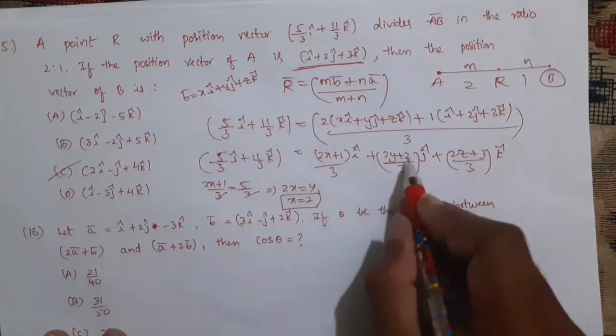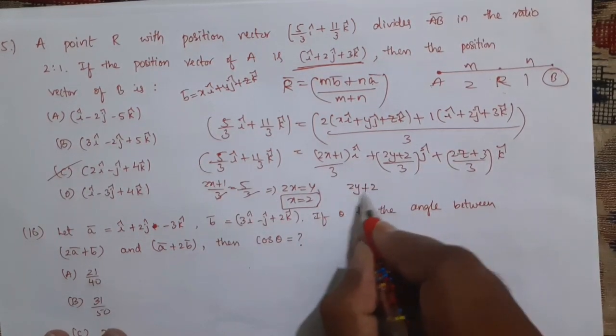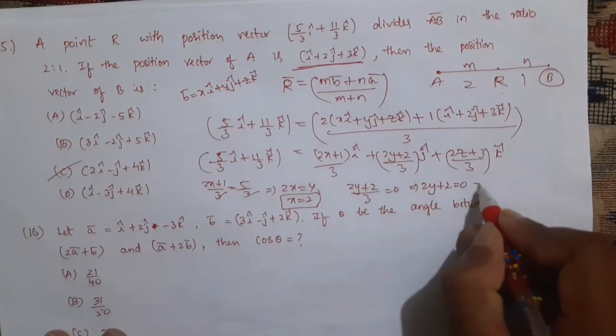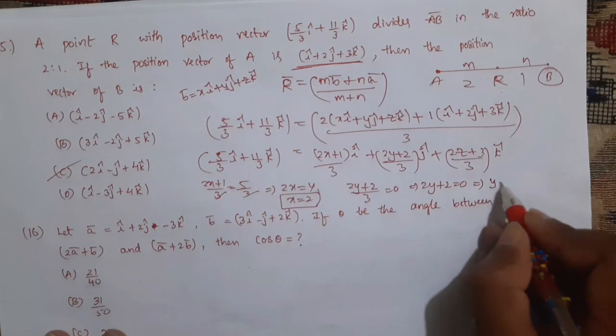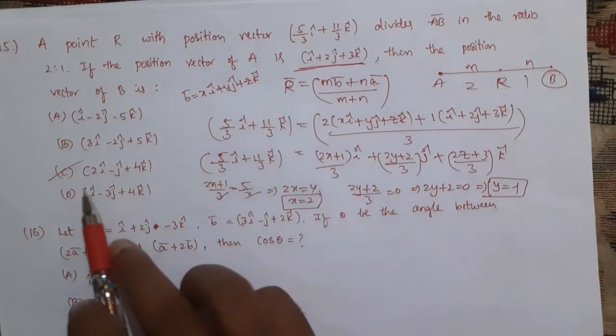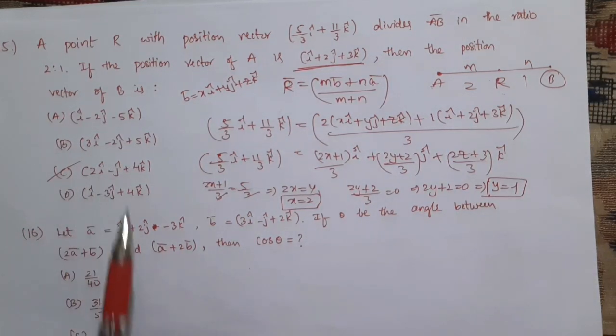And again you check. Otherwise, for example, here there is no j cap, so 2y plus 2 by 3 equal to 0, that means 2y plus 2 equal to 0, 2y equal to minus 2, and then y equal to minus 1. So it is also matching. So similarly this is the correct answer.